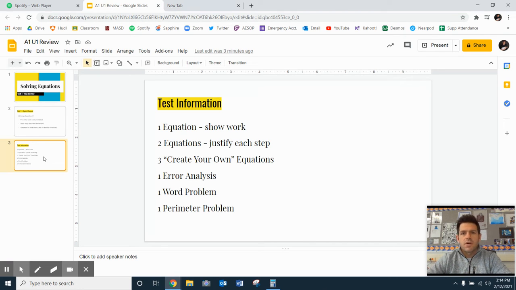It's going to start off right away with one equation where I want to make sure you show all your work to get an answer. There's two equations where you have to justify each step. So we're talking about the different properties of equalities. We're talking about combining like terms and the distributive property as well.